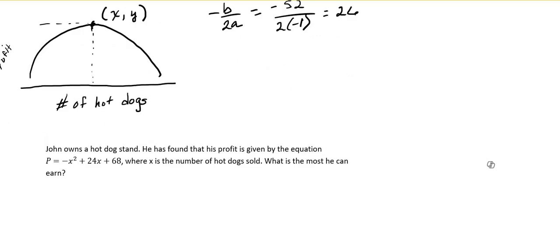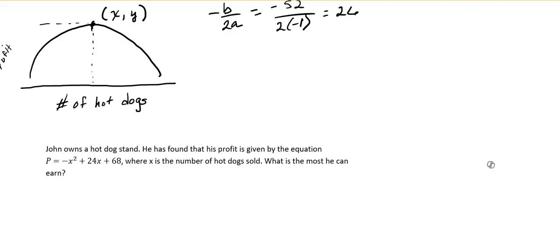My next problem is very similar to the problem that I just did. I still have John owning a hot dog stand, and I have an equation that represents the relationship between profit and number of hot dogs sold. But the question this time is different. The question that I'm asked in this problem is, what is the most he can earn?